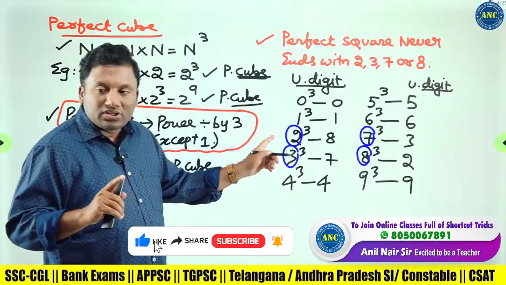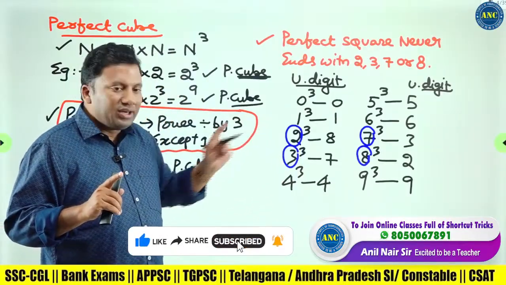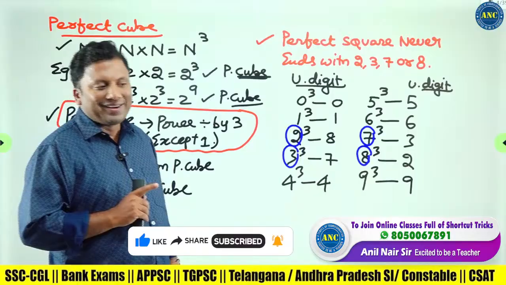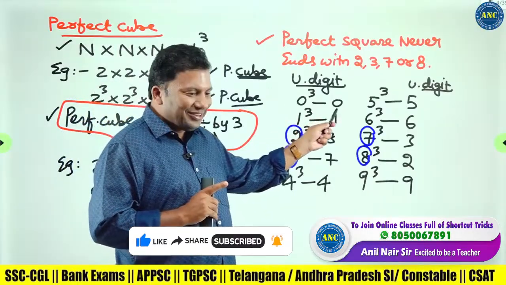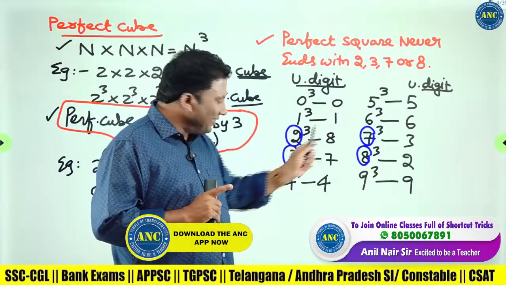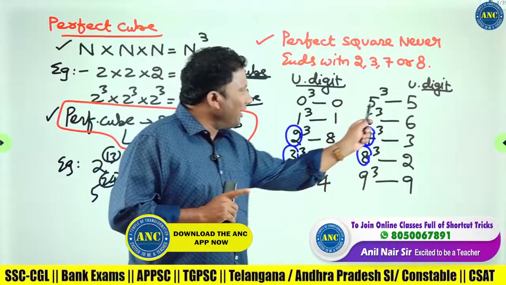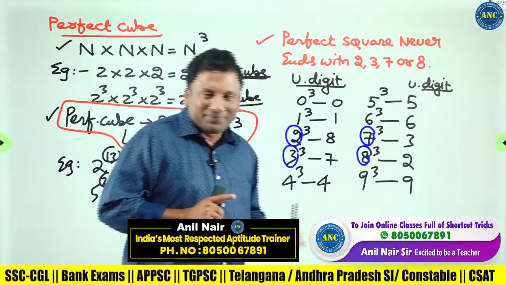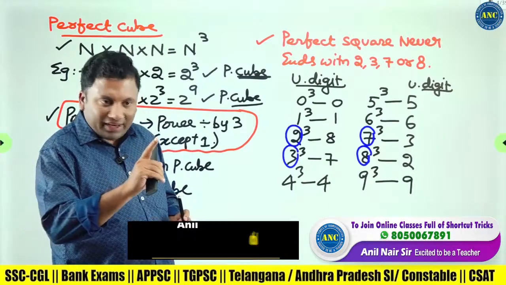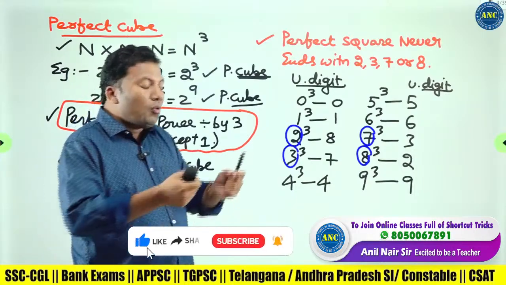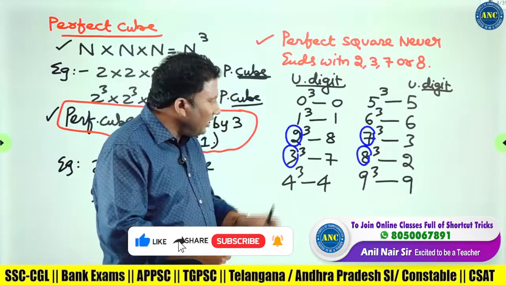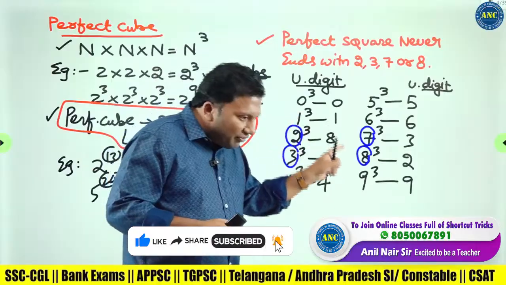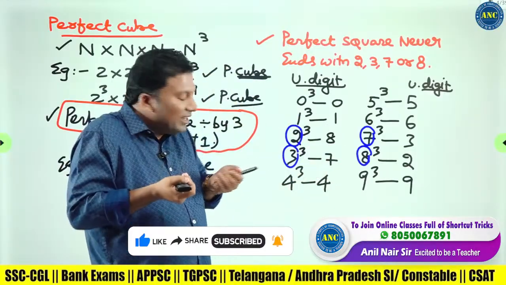Only for these numbers, on cube, the right hand side value is different. Remaining all are the same. 0 cube 0, 1 cube 1, 4 cube 4, 5 cube 5, 6 cube 6, 9 cube 9. A perfect square never ends with 2, 3, 7 or 8. Only for these 2, 3, 7 or 8, on cube I will get a different number.